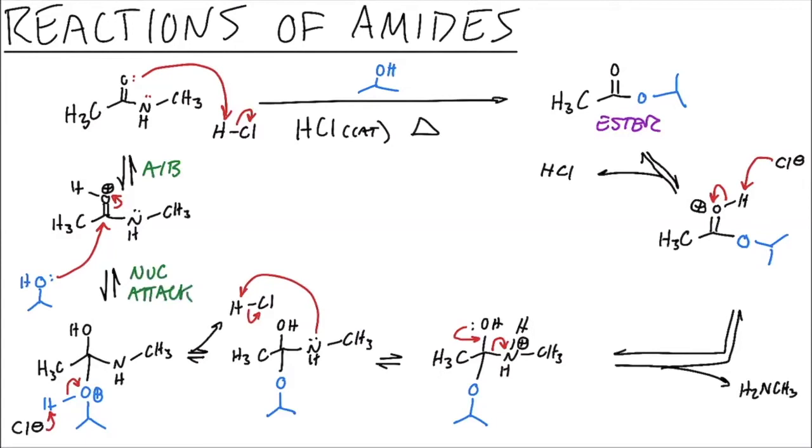Then we have to do some proton transfers to make sure that our groups are as neutrally charged as possible and happy. So we do an acid-base reaction here to pull the proton off of our newly installed nucleophile. And then we do another acid-base reaction over here to start forming our good leaving group. Then we do this step where we push out that nitrogen. That's the leaving group leaving step.